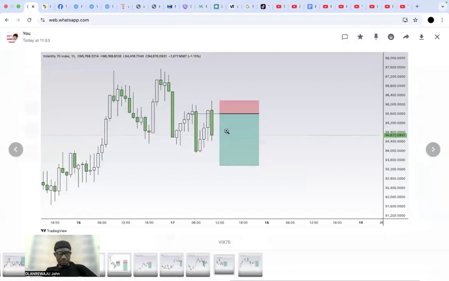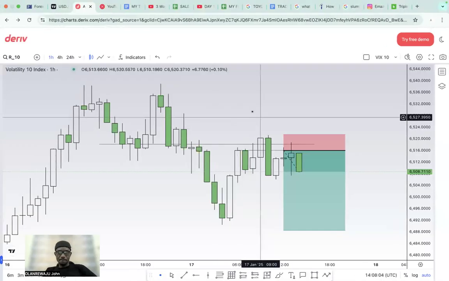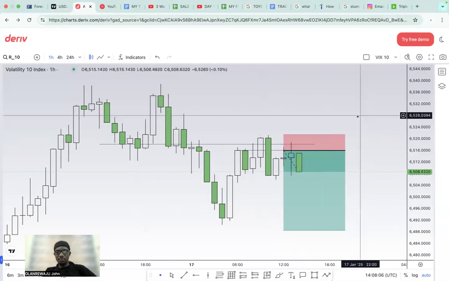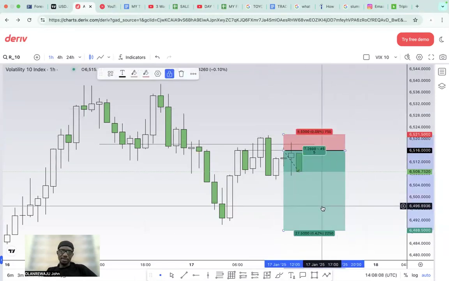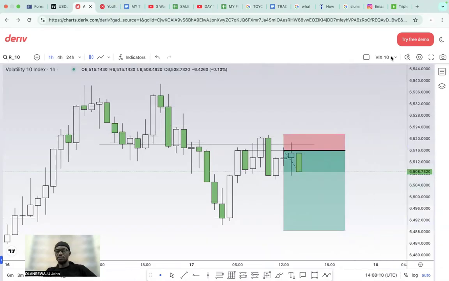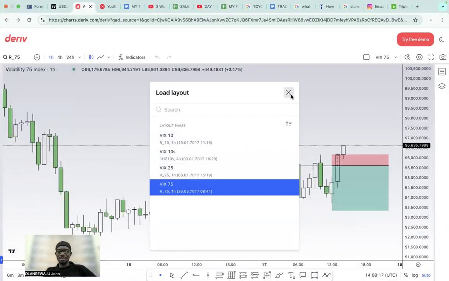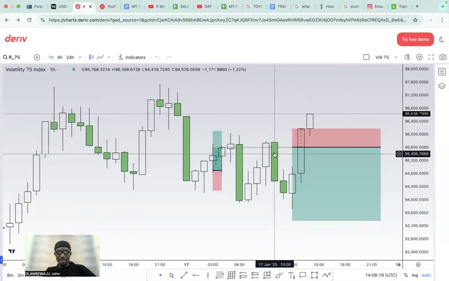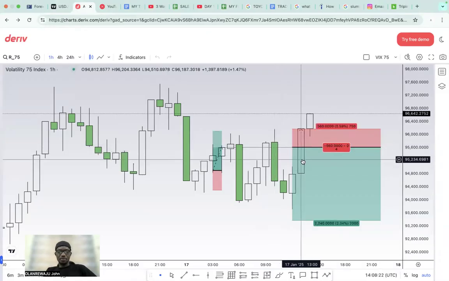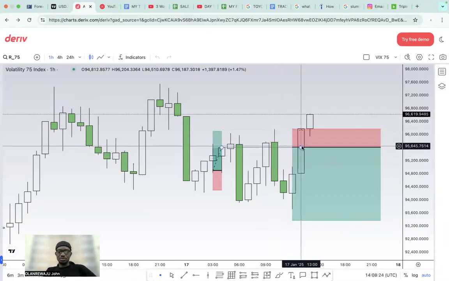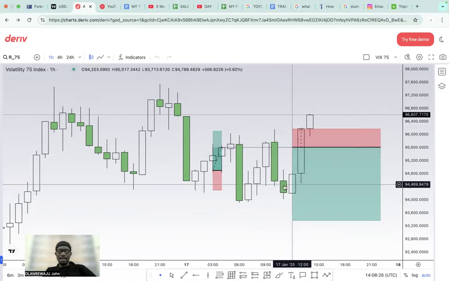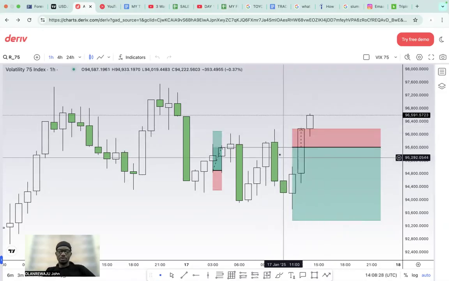For VIX 75 too, can you see this is the engulfing? Let me go and show you on the charts. This is VIX 10, currently moving in our direction. This is 1:5. If it hits TP, the 1:5 is banked. And for VIX 75, I feel excited. This is that engulfing. I was waiting for confirmation, but looking at what the market was doing right over here, I knew it was going to clear off all this side.